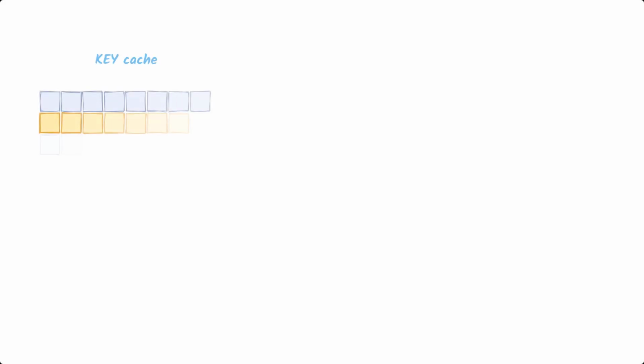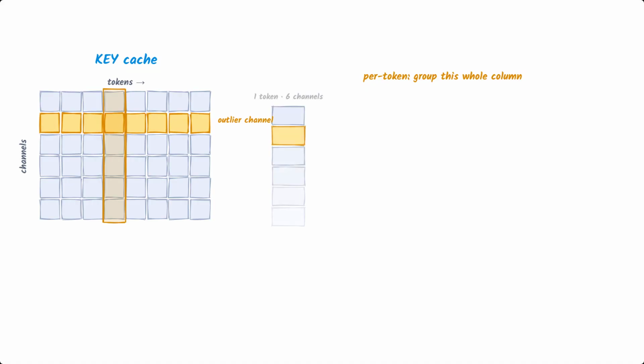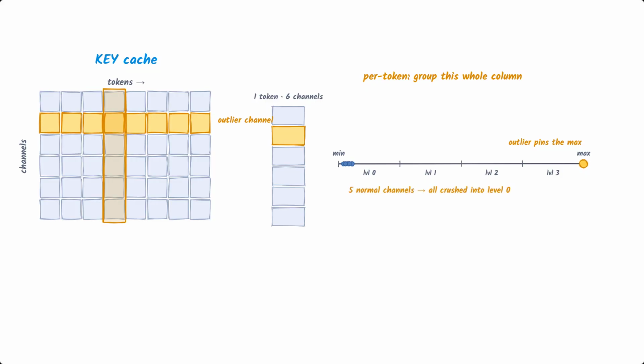Take the key cache first. It has those violent outlier channels. What happens if you quantize it per token, grouping all channels of a token together? That group now contains both a giant outlier channel and a bunch of tiny normal channels. The outlier stretches the min-to-max range enormously, so your 4 measly levels get spread across a huge span, and all the normal channels collapse into basically one level, their information destroyed.